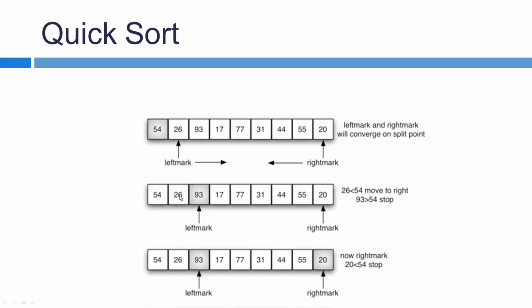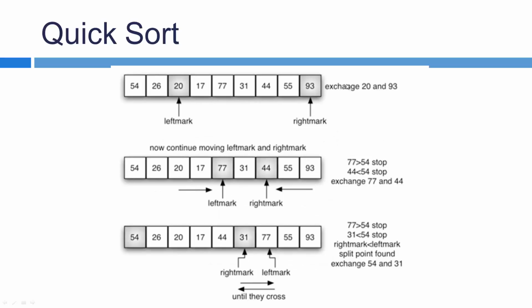Since 26 is less than 54, that left mark moves to the right. Then, since 93 is greater than 54, we stop. Then the right mark says 20 is less than 54. Stop. So we have that pivot value. We were able to stop all the way to the right since we had a number that was less than the pivot value, and all the way to the left we have a number that's greater than the pivot value. So the next step is to exchange these two values.